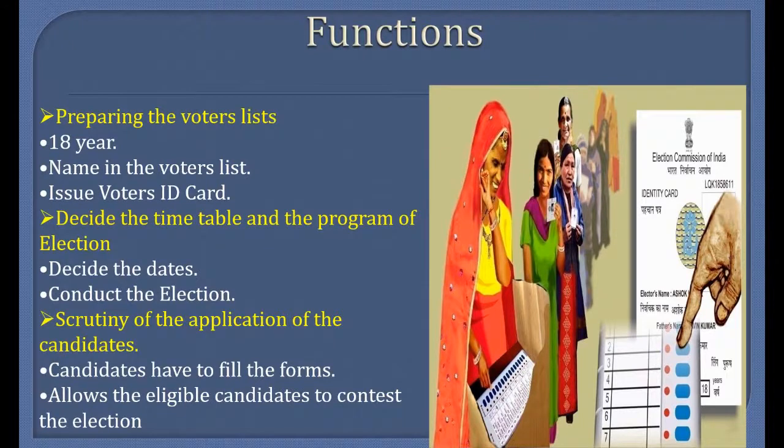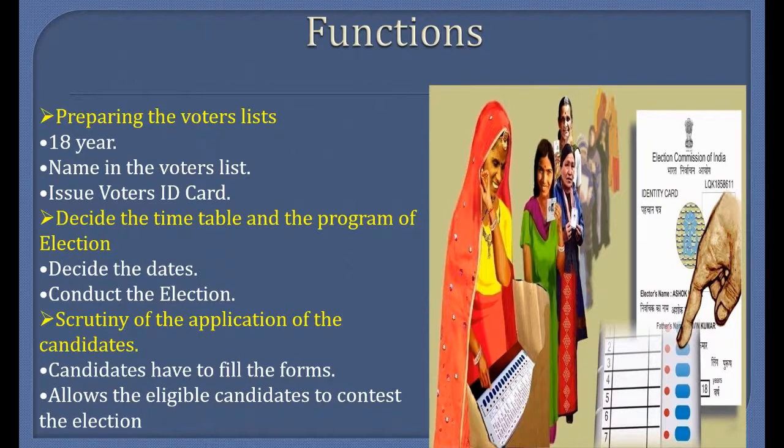Functions of the election commissioner. Preparing the voters list. Every citizen who has completed 18 years of age has a right to vote. To exercise this right, the citizen's name must be enrolled in the voters list. It is the responsibility of the election commissioner or the election commission to prepare the list of eligible voters, even to update the existing voter list, and should also include the names of the new voters.